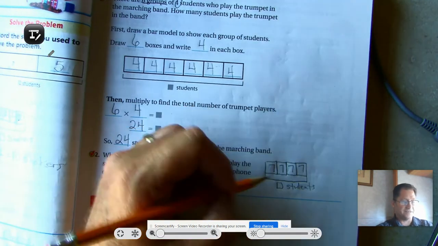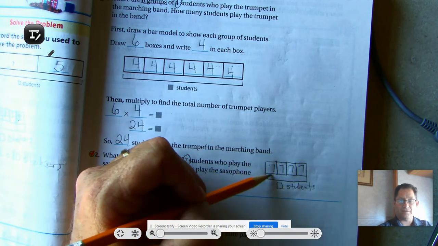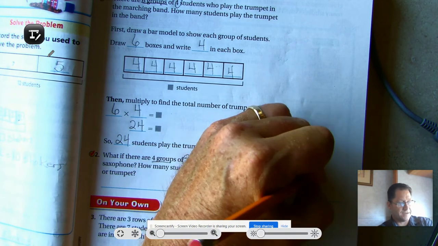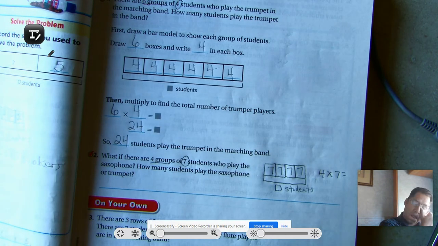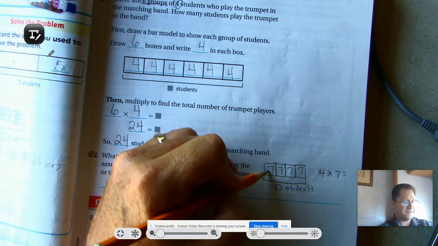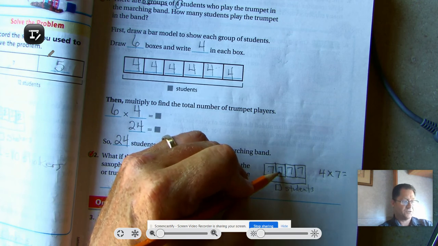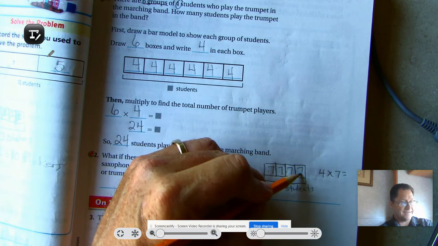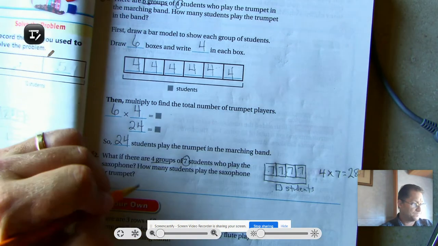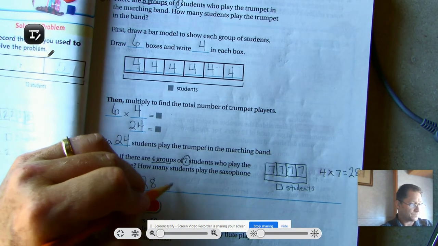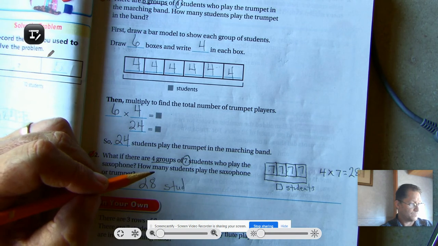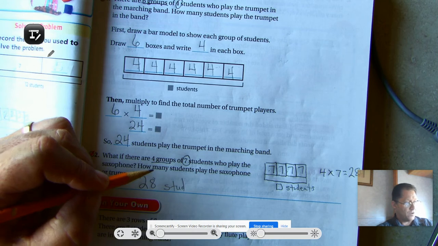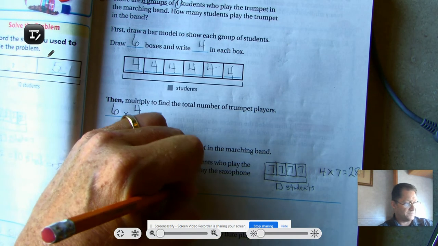Okay, and since there's an equal amount in each group, I can multiply. I have 4 groups of 7, and 4 groups of 7 is 7, 14, 21, 28. Okay, so 28 students play saxophone.